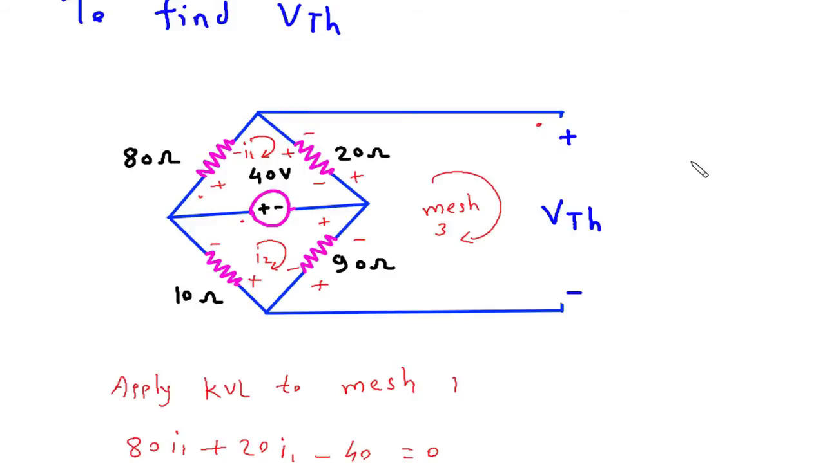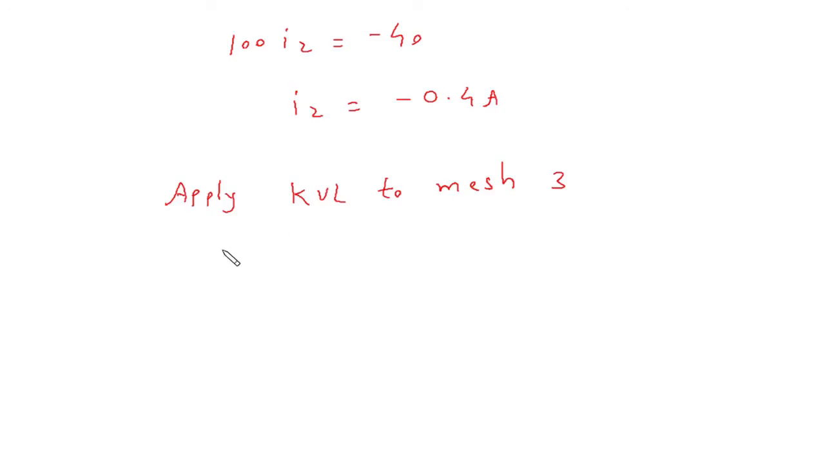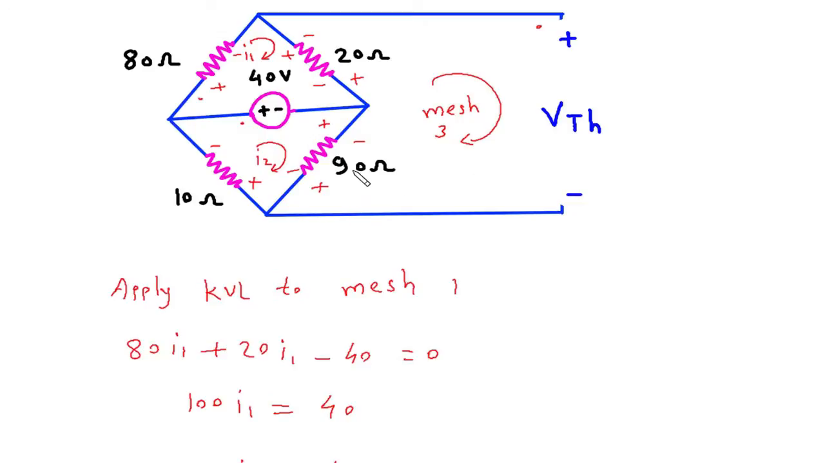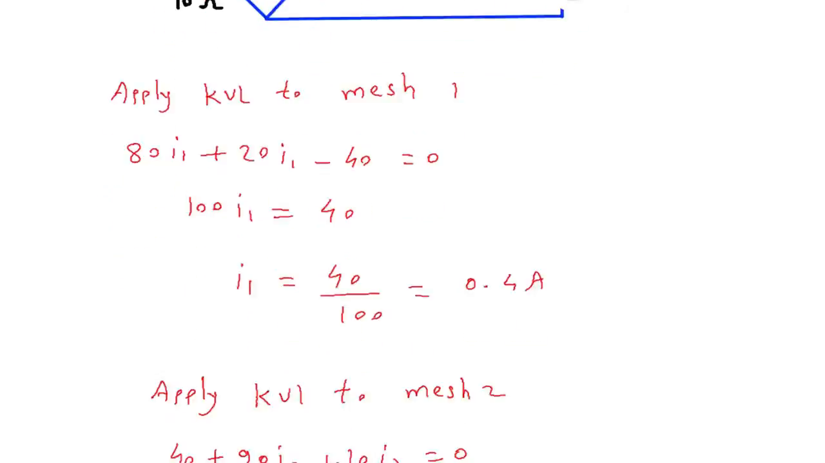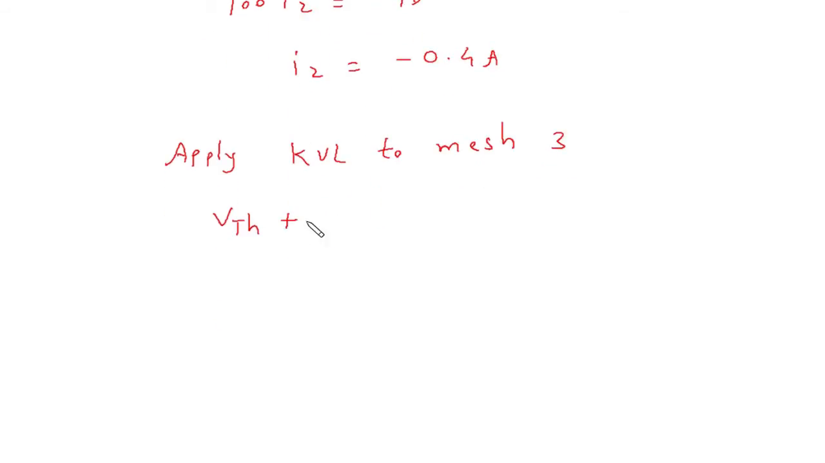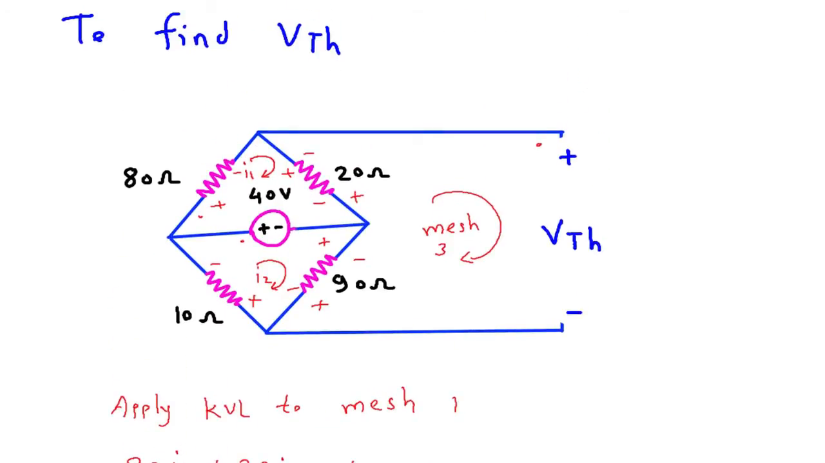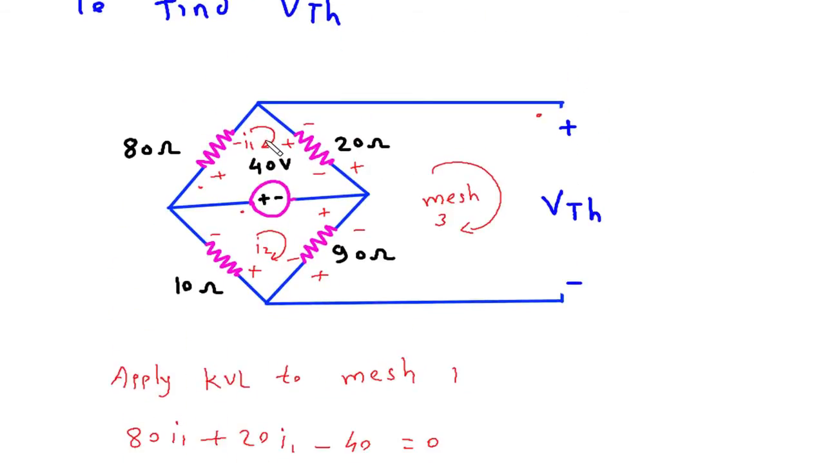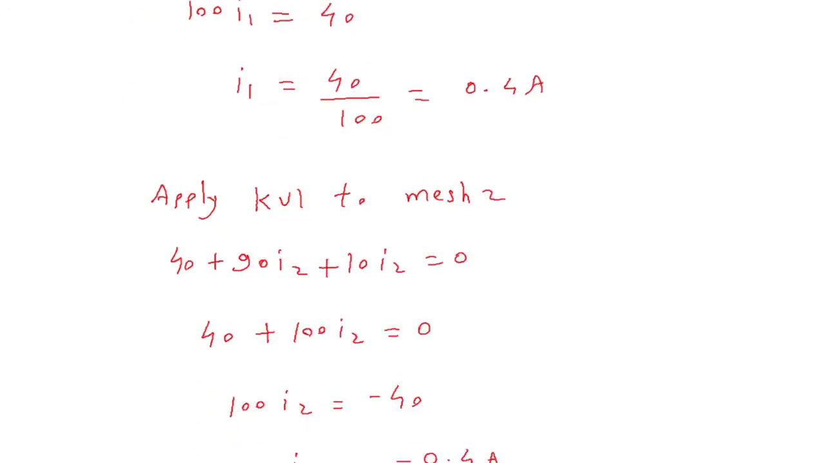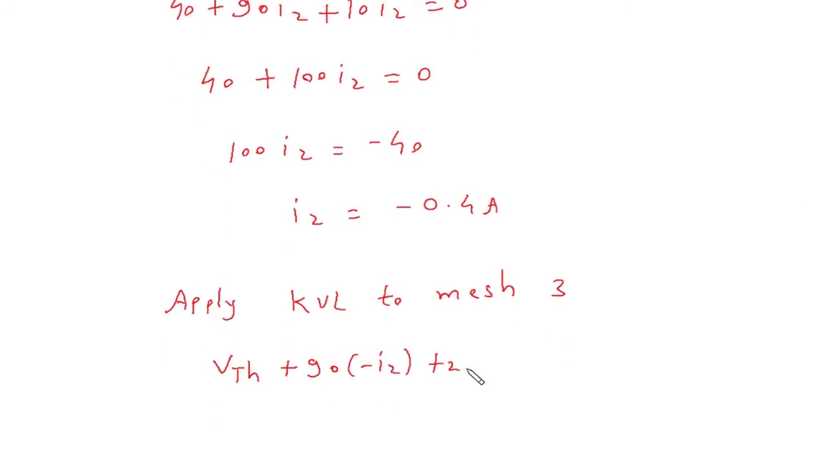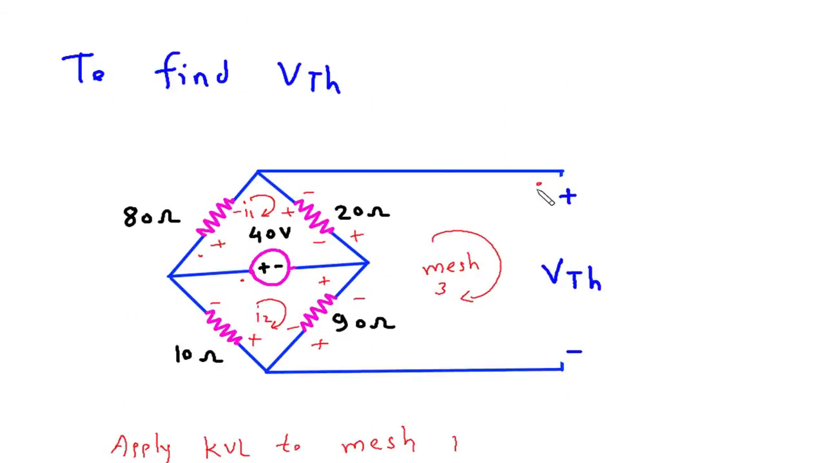So this will be plus VTH, then this will be plus 90 into minus I2, then plus 20 into minus I1 is equal to 0.